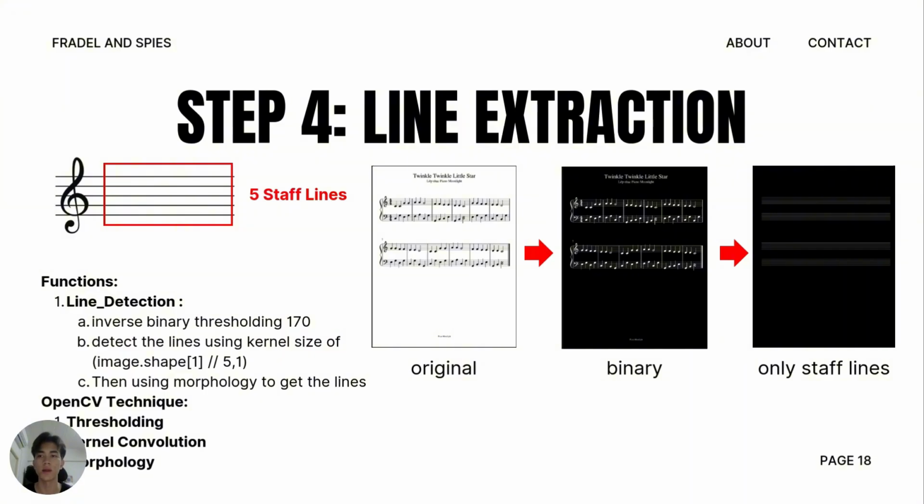In this step, we are using the line detection function, which includes OpenCV techniques: thresholding, kernel convolution, and morphology. We use inverse binary thresholding at 170, since the image will be processed better in inverse color. Then we use morphology and kernel convolution to detect only long horizontal lines.